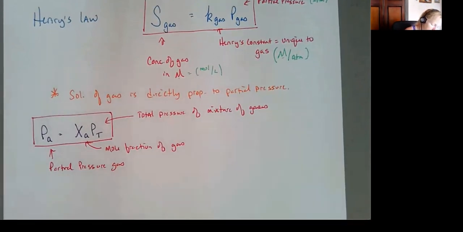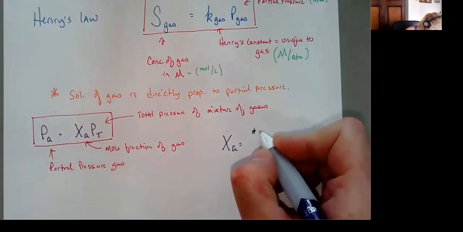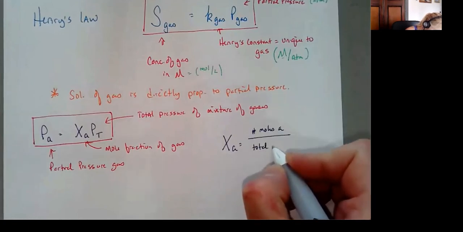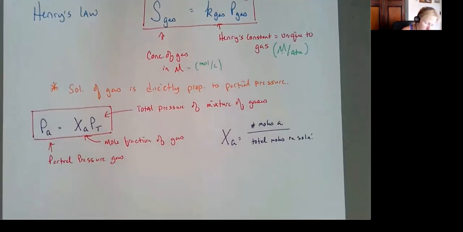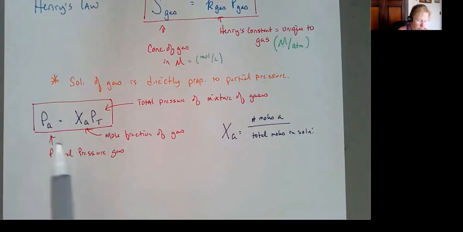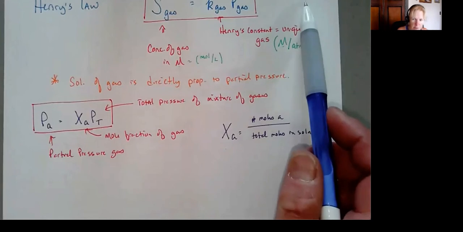And if you remember, mole fraction would be number of moles of A over total moles in solution. So mole fraction is unitless. So whatever your units are of your total pressure, those are going to be the same as your units of partial pressure. But when you pull this into here, it needs to be in atmospheres.